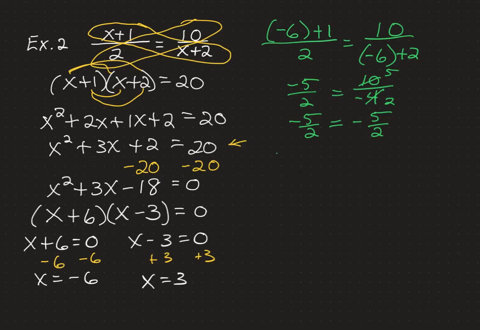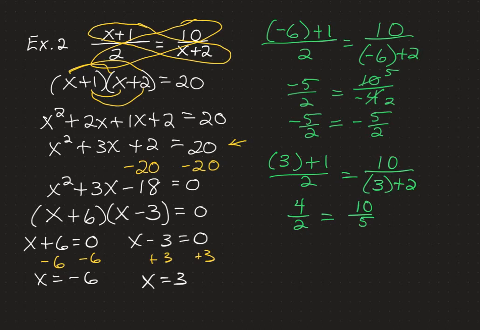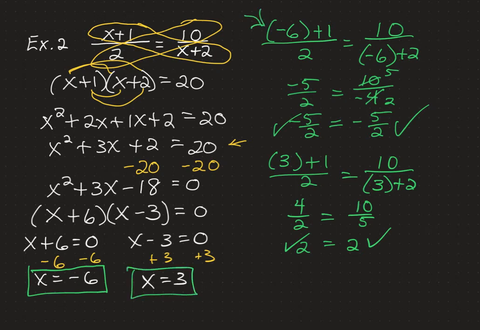Now let's check the positive 3. We have x plus 1 over 2 equals 10 over x plus 2. So if we put 3 in for x, in each case we get 4 over 2 equals 10 over 5. Let's see, 4 divided by 2 is 2, and 10 divided by 5 is 2. In both cases, they check. This one was correct by this check, and this one was correct with the last check that we did. There are our two answers.